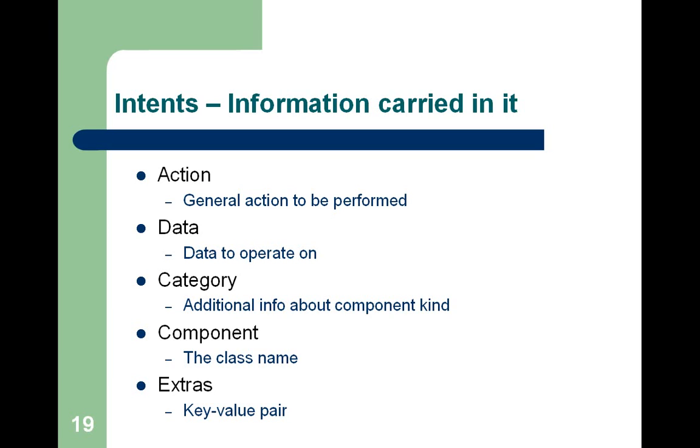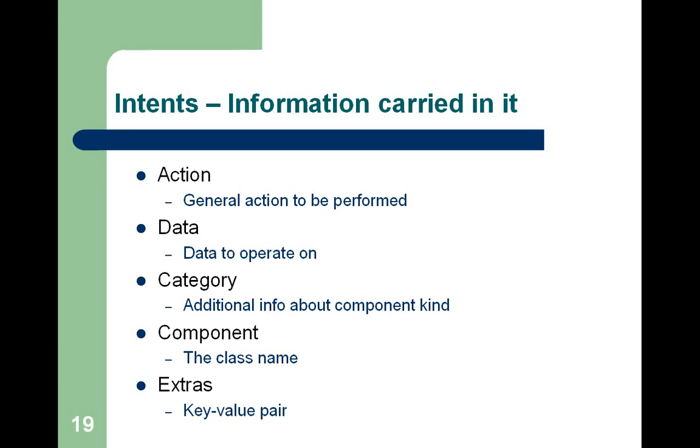Another piece of information carried in an intent is category, which contains additional information about the kind of component that should handle the event. So this category tells which kind of component can handle the event. For example, you have a hyperlink. Your category may be category browsable, which tells what kind of component can handle it.